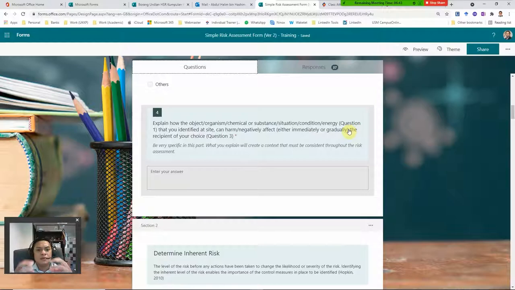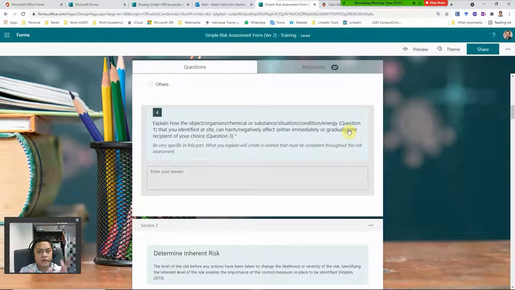For example, in the context of the use of a dangerous machine, you have the machine and you have the operator of the machine. The machine has a cutting component that can cut or amputate your fingers. You have to explain how the operator of the machine can get into contact with the cutting component of that machine, because that is very important for you to analyze the risk.